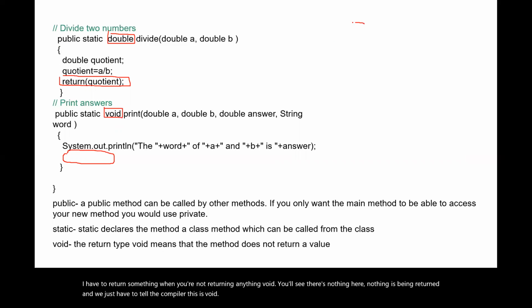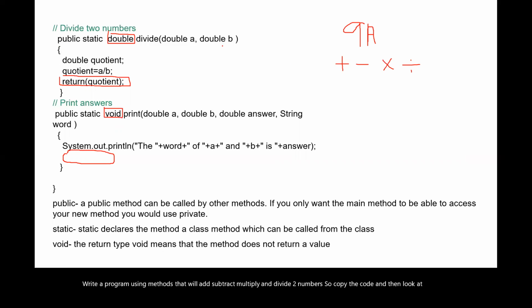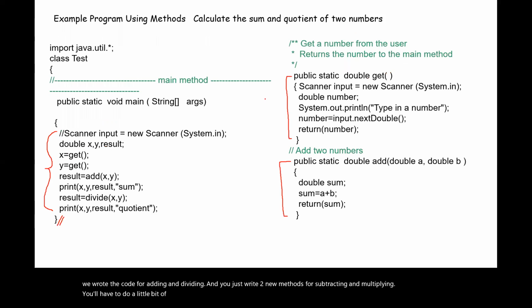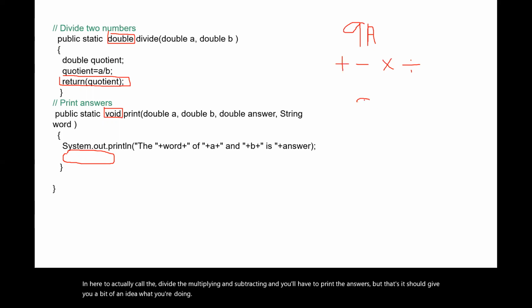Okay, what are you doing? Assignment 9A. Good news. Write a program using methods that will add, subtract, multiply, and divide two numbers. So copy the code and then look at how we wrote the code for adding and dividing. And you just write two new methods for subtracting and multiplying. You'll have to do a little bit of work in here to actually call the multiplying and subtracting, and you'll have to print the answers. But that's it. Should give you a bit of an idea what you're doing. After that, you're moving on to 9B.